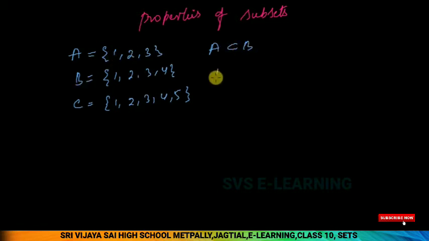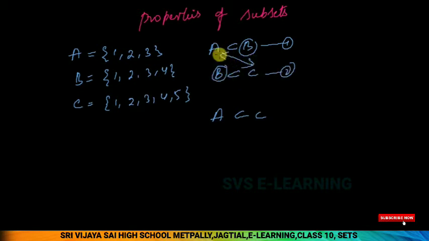Can I say that B is a subset of C? Yes, because all the elements of set B are also elements of set C. So B is also a subset of C. Can I say that A is a subset of C? Yes, I can, because every element of set A is also an element of set C. So please remember, if A is a subset of B and in turn B is a subset of C, then A will be a subset of C.